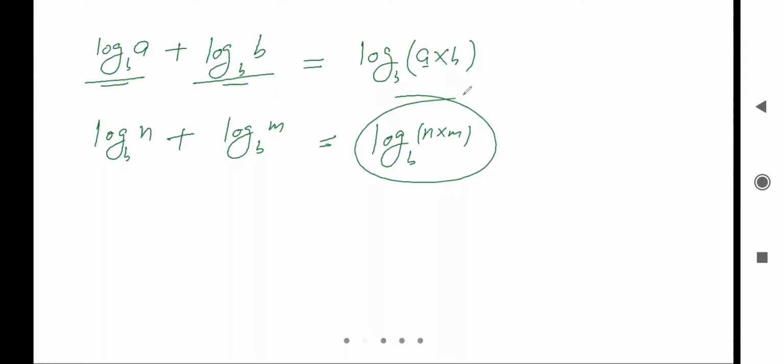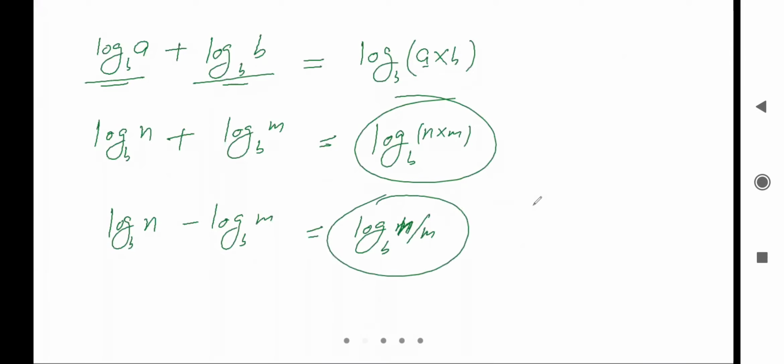Okay, next we can say, if it is log of n minus log of m, assume base is b, then it is equal to log of n by m base b. Sorry, here it is n by m base b. Yes, now tell me, is it clear or not?